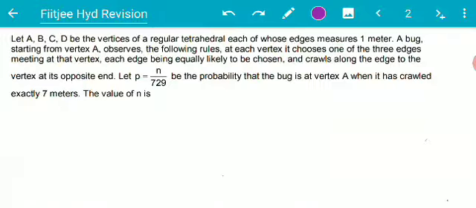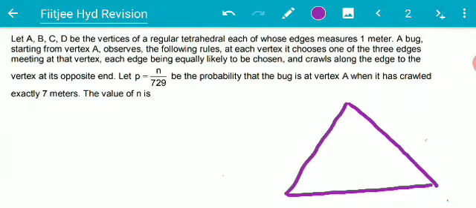So it is from probability. So try to understand the question. A, B, C, D be the vertices of a regular tetrahedron, and each of whose edges measures 1 meter. So A, B, C, and there will be D.